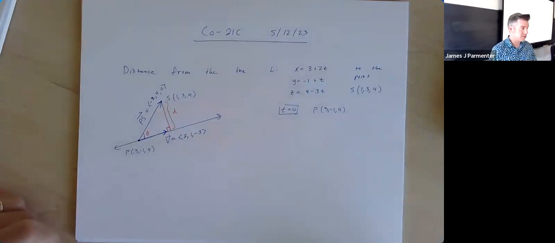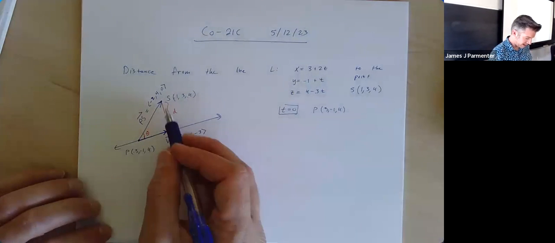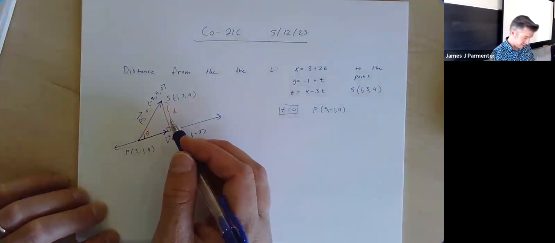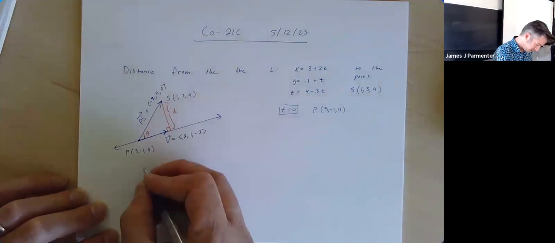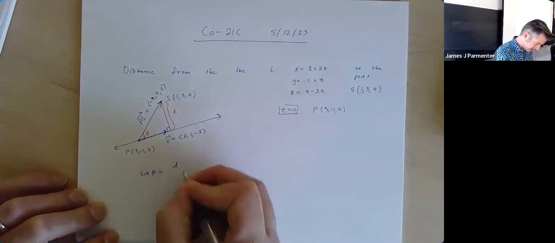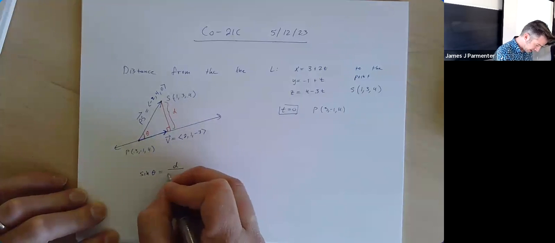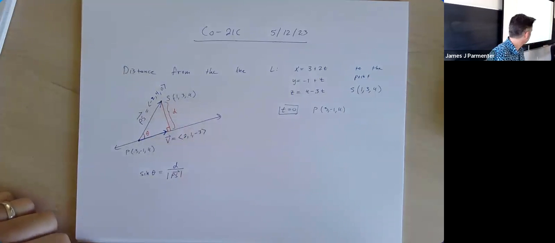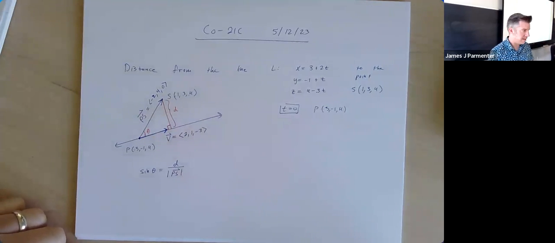Now we just have to think about what we're doing. I want to find that length. I'm going to use a trig function. It's either going to be sine or cosine. It's going to be, in this case, sine. So sine of theta is equal to the opposite length over the hypotenuse length. And then we do some math.